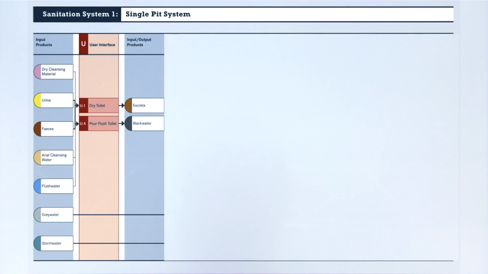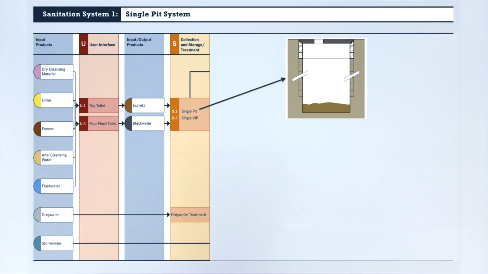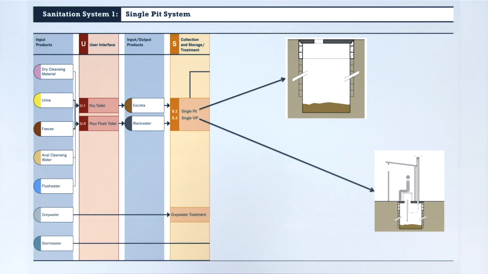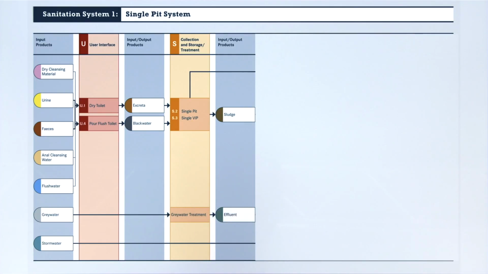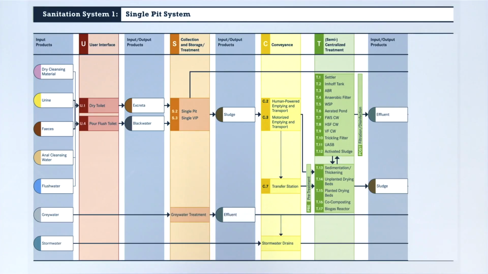The key element of this system is the single pit, either a basic pit or a VIP, ventilated improved pit design. In both cases, sludge will be produced, though the quality of the sludge will vary, of course, depending on the user interface chosen, the amount of water used, the lining of the pit, and the soil conditions. You can see on the diagram that the sludge, once it arrives for treatment, will be split into 2 fractions, the treated sludge and the effluent.